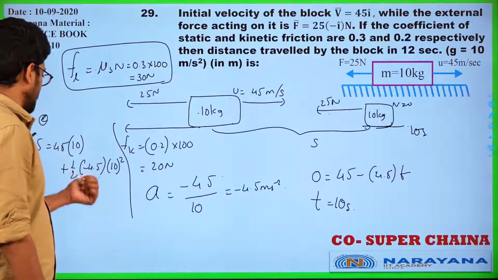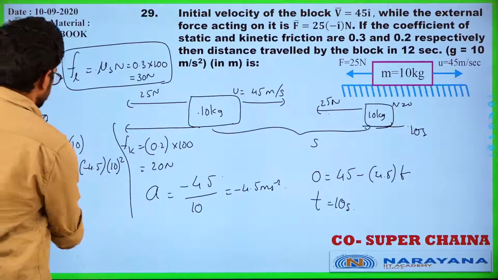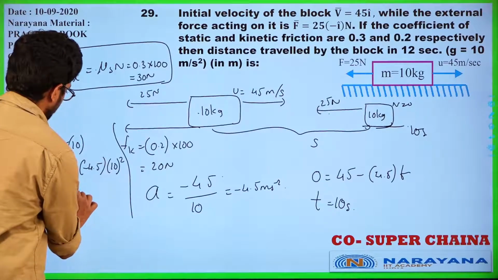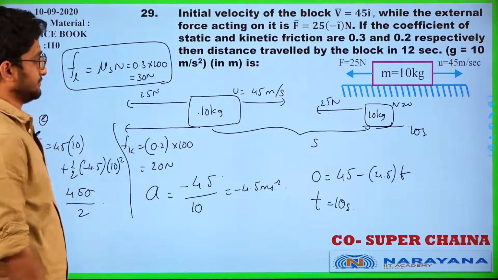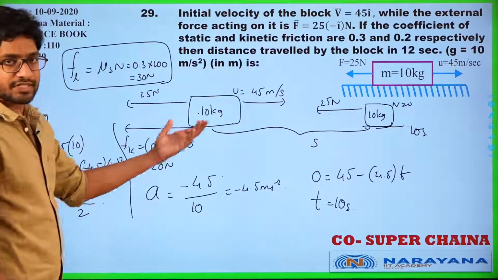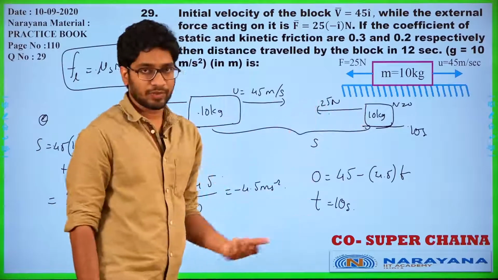So that is, we can say 450 minus 450 by 2, that is 450 by 2. Okay. In the last 2 seconds it doesn't travel, because in the last 2 seconds, after 10 seconds, this force is not able to move the block.